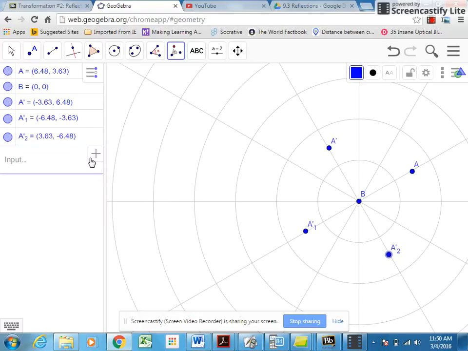So as we rotate that, take a look at the original position. The original position was (6.48, 3.63) here in quadrant 1. Now, as we've gone 90 degrees, 180, and 270, we've come to quadrant 4. In quadrant 4, this 270-degree rotation, notice how the original y value becomes the x value. The original x value, done the opposite, becomes your y value. So this value is (3.63, -6.48).